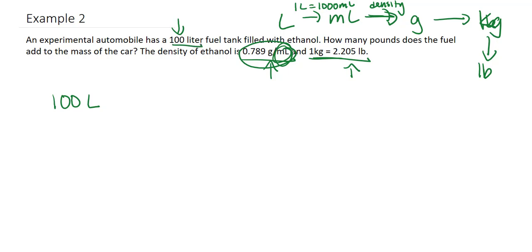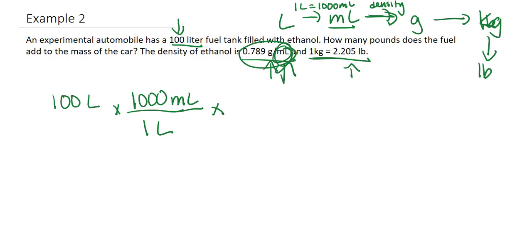We know we have 100 liters. Let's go ahead and convert this because we need to go from liters to milliliters. And the reason why we know this is because density is in milliliters, not liters. So let's go ahead and do that. So 1 liter is equal to 1,000 milliliters. We can get that from our conversion chart, or we can just remember we need 1,000 milliliters to equal a whole liter.